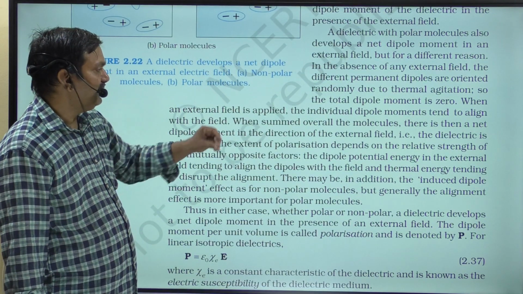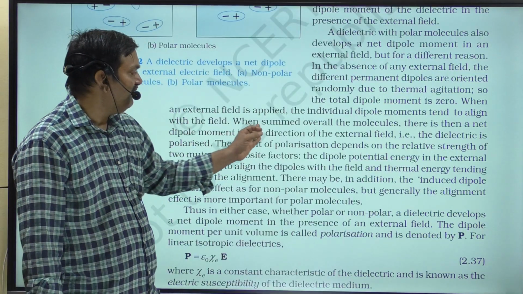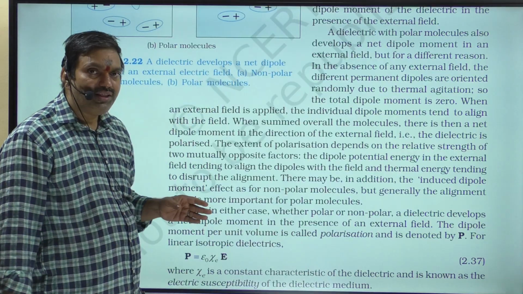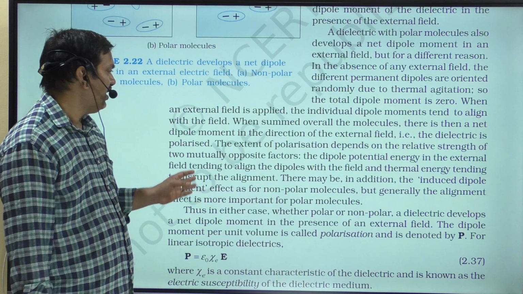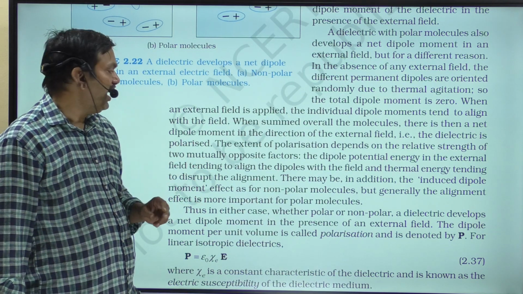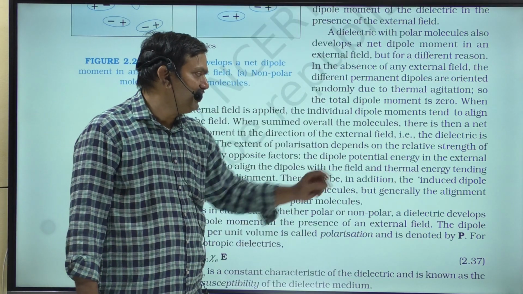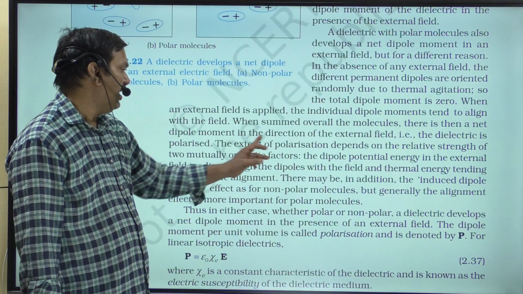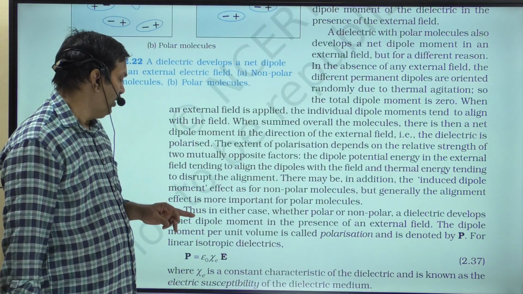So whatever the case may be, this is how net dipole moment is induced. When an external field is applied, the individual dipole moments tend to align with the field when summed over all the molecules. So when you sum all the dipole moments of all the molecules, it is going to be your net dipole moment, right? That's what you observe here. So that is how a dielectric is said to be polarized. The extent of polarization depends on the relative strength of the two mutually opposite factors, right? So that is how you can observe that.